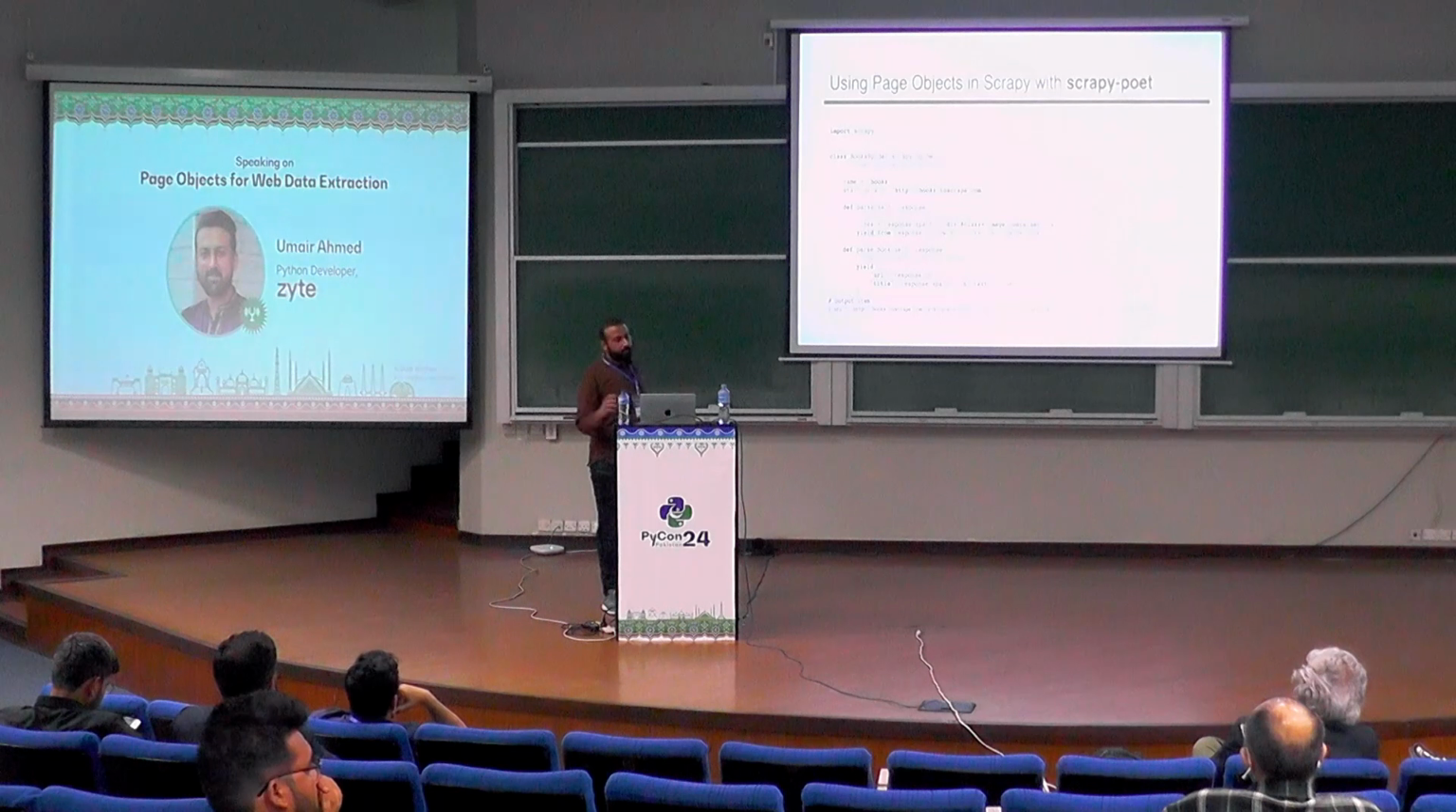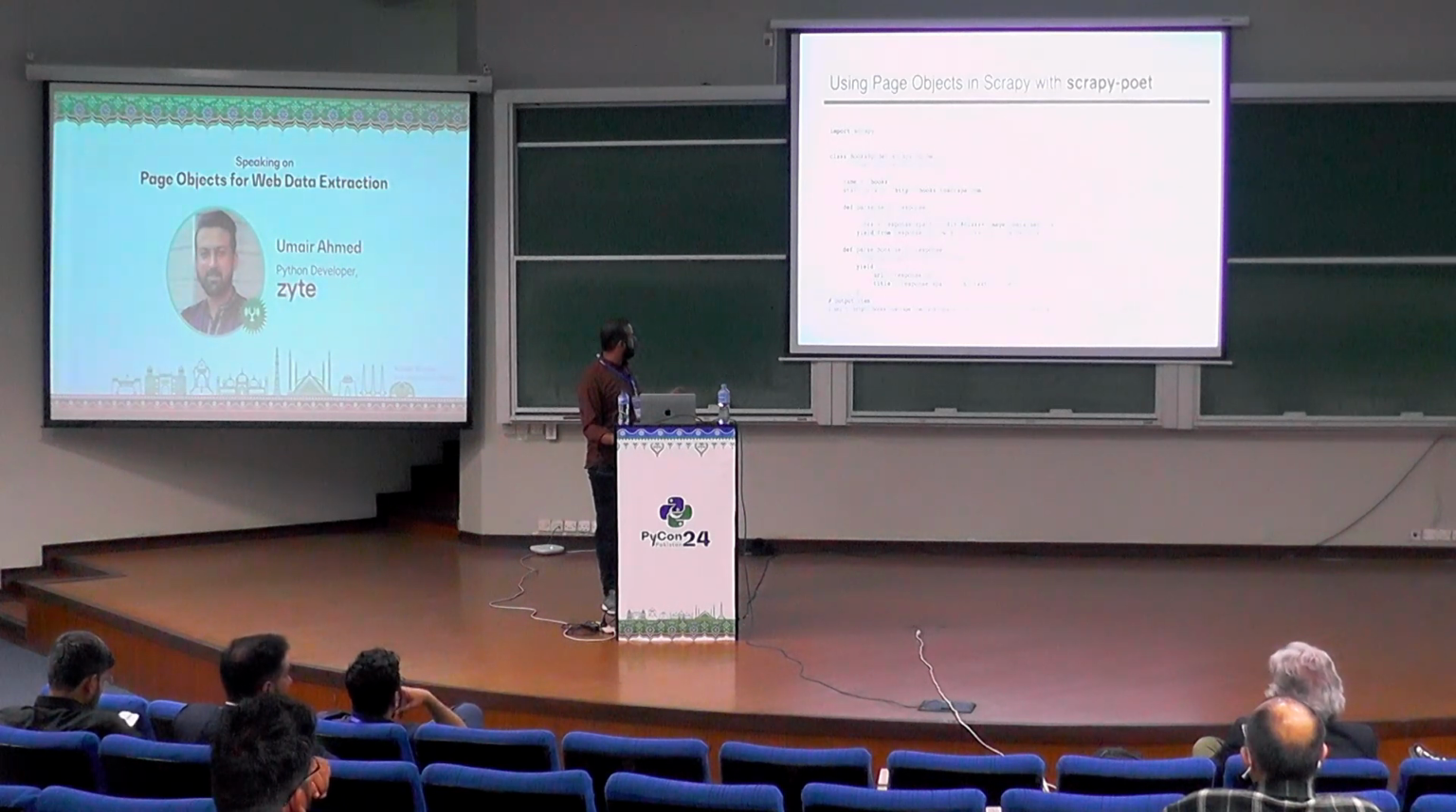Okay, let's look at some of the code. So this is a simple spider without using page objects, just scraping the listing on the website. If you go to the listing, for every name that you find, you just strip it. How can you use page objects? It's as simple as doing this.